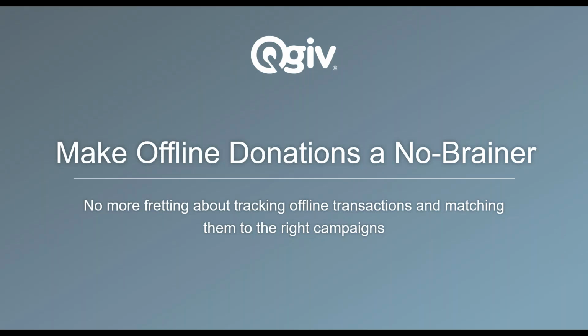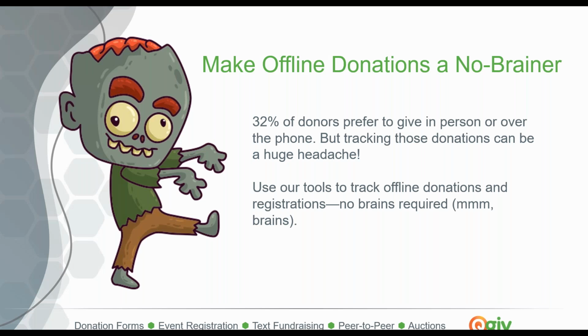All right, I know that a lot of you take lots of donations to your organization offline. And for many people that I've spoken to, that can provide a real challenge because all those checks and credit card slips and cash all need to be applied to specific campaigns, and that can be kind of a struggle. So we're going to make those offline donations a no-brainer by making it really easy for you to track those donations in your Qgiv account, even though they aren't processed through your Qgiv account.